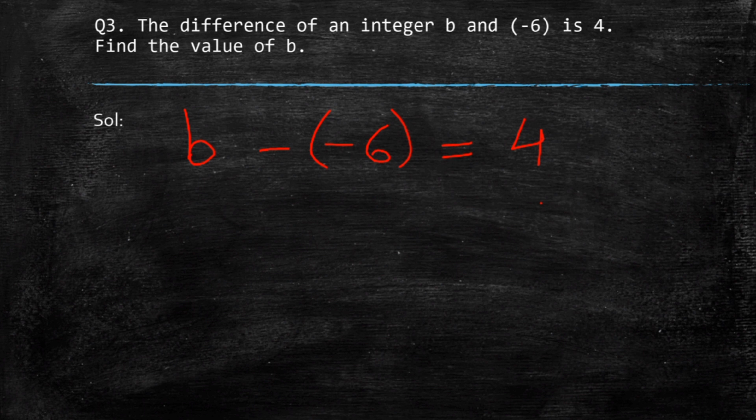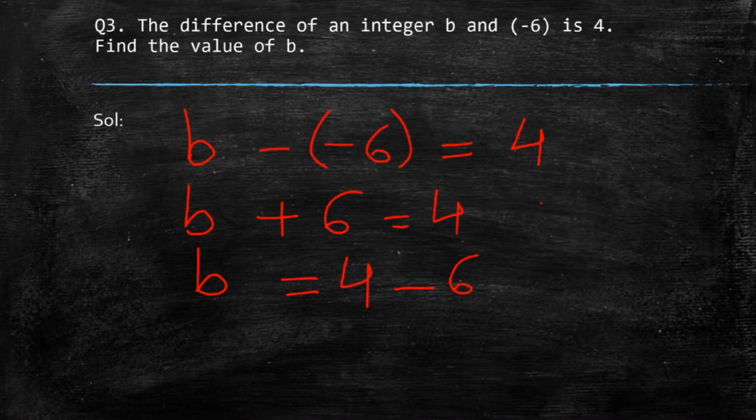Now, whenever there are two signs together, you are going to change it: minus minus minus into minus. Minus minus plus 6 is equal to 4. Now plus 6, you need to find out b. Plus 6, when it goes to the right hand side, it will become minus 6. 4 plus 6 right में जाके minus 6 हो गया.